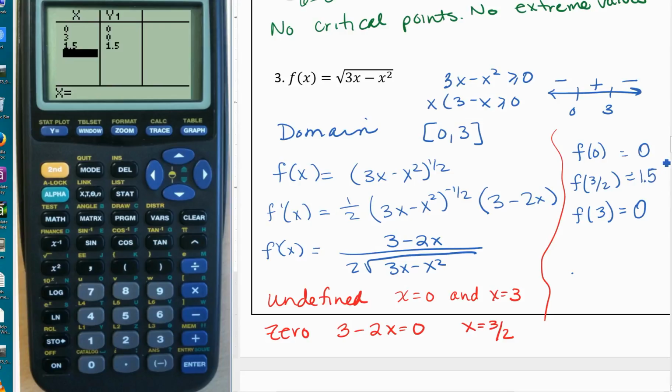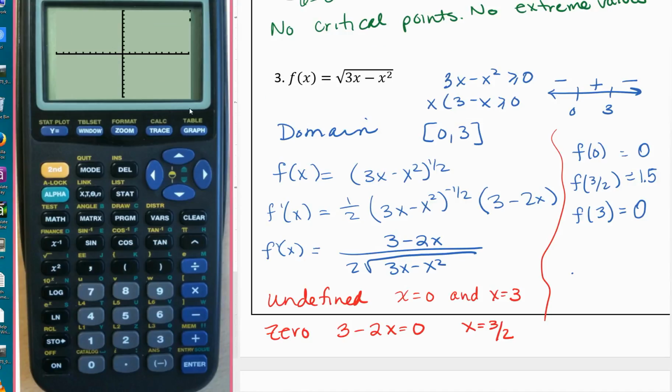Now, since the domain is a closed interval, this is the whole part of the domain, and this is a continuous function, we actually know that these are going to be absolute extrema. And if we look at the graph from 0 to 3, we get this half circle, and we see that we have absolute minimums. We have 2 of them here. You can say of 0 at x equals 0 and x equals 3.